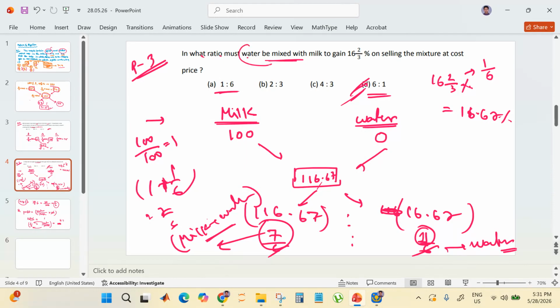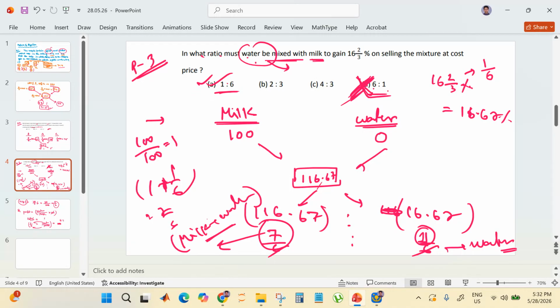What ratio must water be mixed? That means the water ratio you have to mention first. So D answer is not correct. D is the milk is to water. So water be mixed, that means the water ratio you have to mention first, then you have to mention the milk. So instead of 6 is to 1, you have to write 1 is to 6.